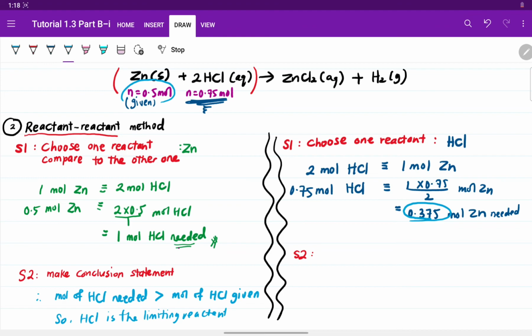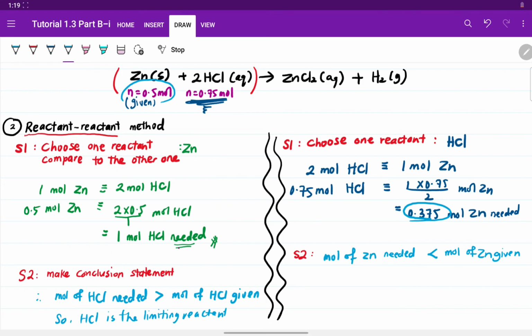Okay, jadi awak akan tulis statement macam ni. Mole of zinc needed is less than mole of zinc given. Yang diperlukan kurang daripada yang diberi. Okay, maksudnya apa nanti? Maksudnya dekat sini, untuk reaction, untuk 0.75 mol HCl bertindak balas, dia cuma perlukan 0.375. Jadi, bila reaction dah stop, dia akan ada baki. 0.5 tolak 0.375. Ada baki.